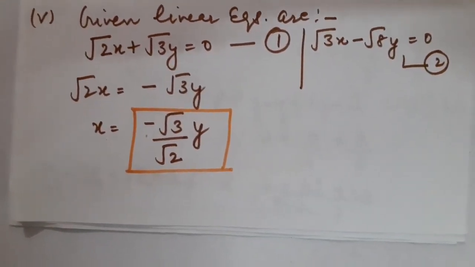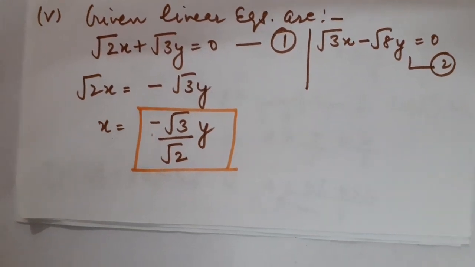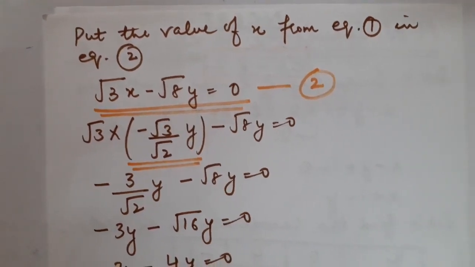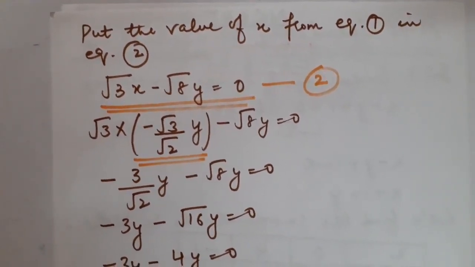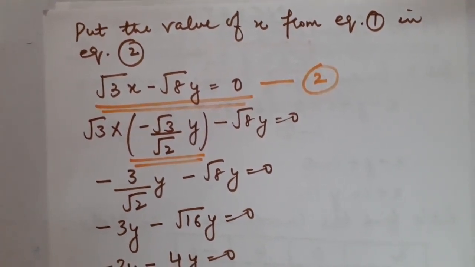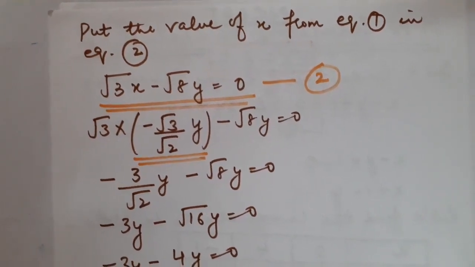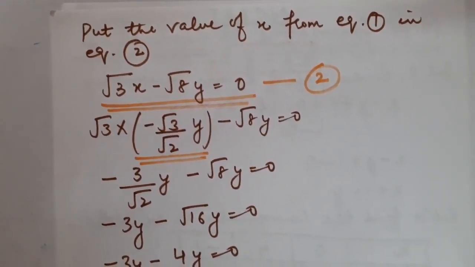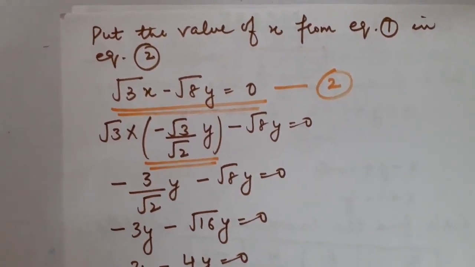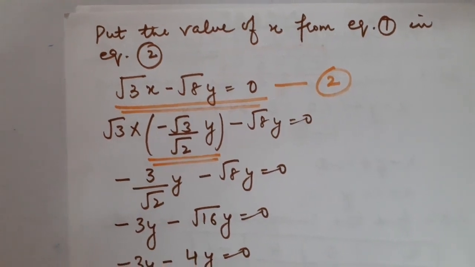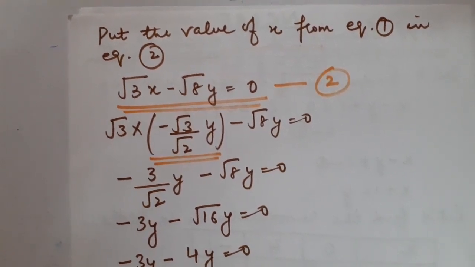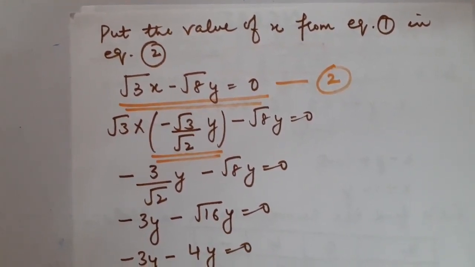Now this value, children, I am going to substitute in equation number 2. Put the value of x from equation number 1 in equation number 2. See children, this is equation number 2: root 3x minus root 8y is equal to 0. Root 3 into, what was the value of x which I calculated from equation number 1? That was minus root 3 upon root 2 y. Minus root 8y is equal to 0. Root 3 into minus root 3 will become minus 3 upon root 2 into y, minus root 8y is equal to 0.